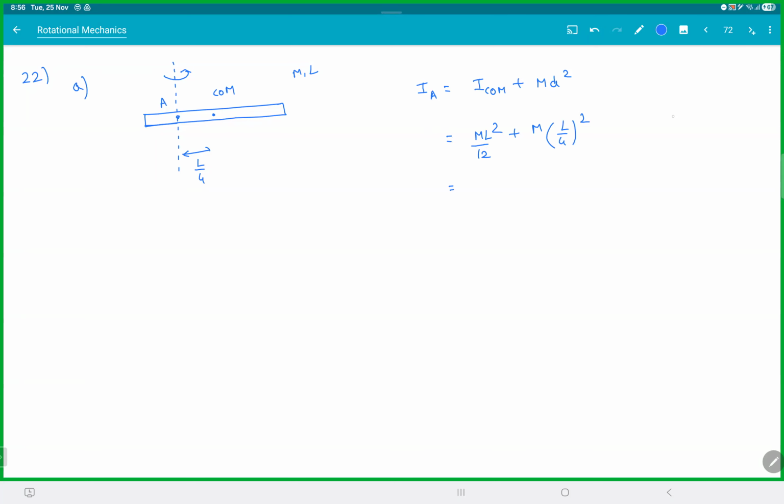That would be 1 by 12 plus 1 by 16. Take out 4 common, you'll get 1 by 3 plus 1 by 4. That will be 7 by 48, so 7 ML square by 48. Clear? Let me show you one more.